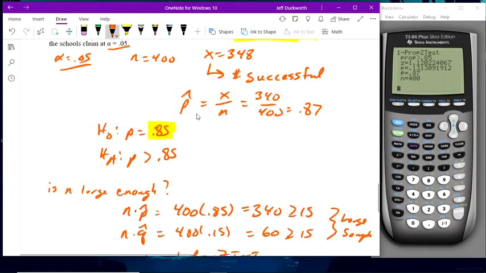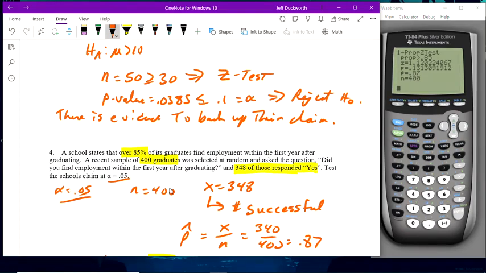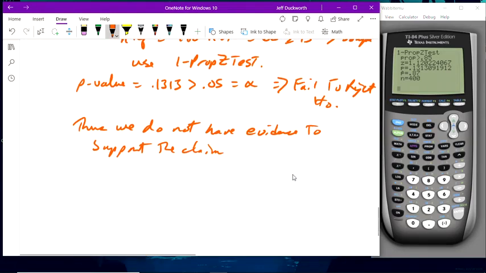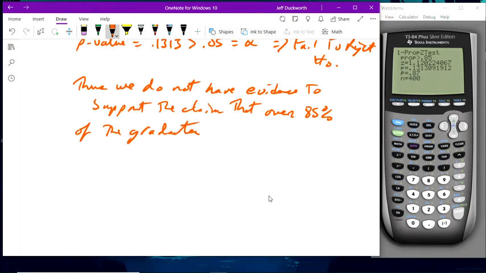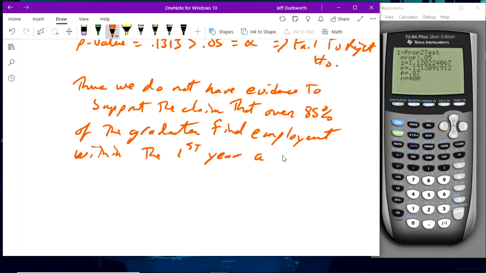And if I want to write it in context, let's do that. Claim that over 85% of the graduates find employment. And is it just employment or within a certain time? Within the first year of the graduates find employment within the first year after graduating.